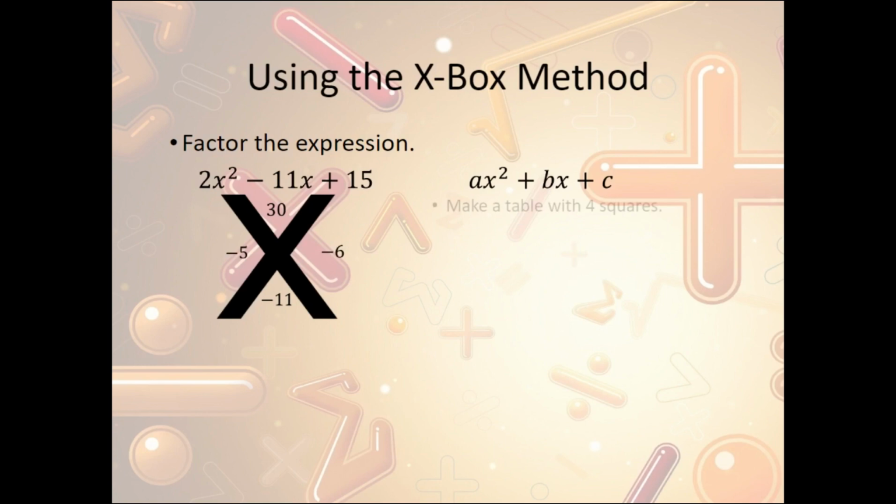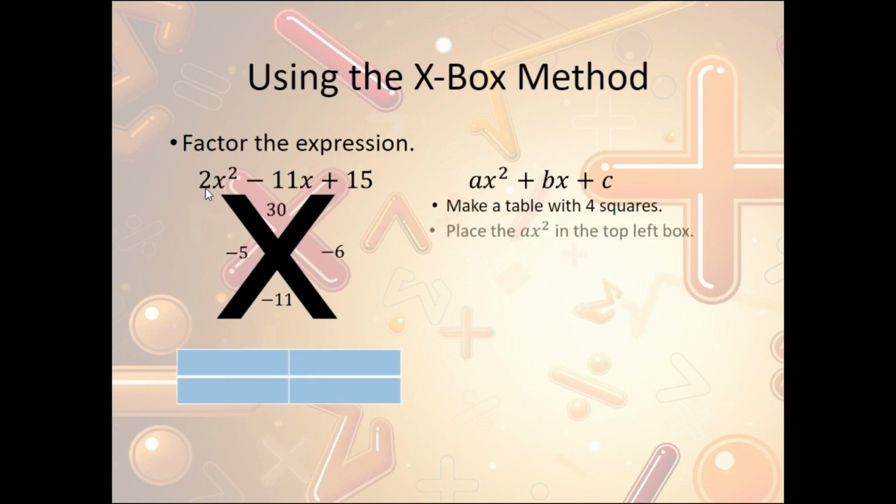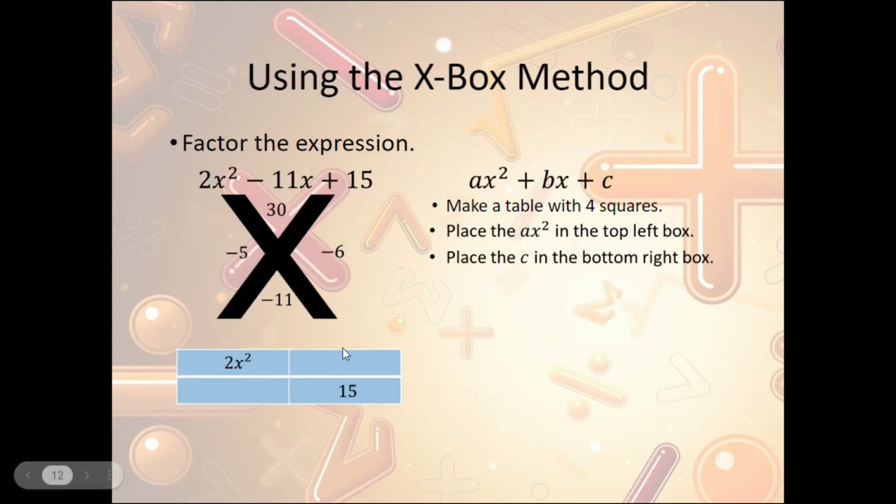Now we move to the box part. So there's our box, and we put in ax squared here in the top left. So this is 2x squared. And we place c in here in the bottom right. So that's 15, so that goes there. Then we place these parts here. So negative 5x and negative 6x go in each of these boxes. And again, it doesn't matter which one goes where. So there we go. Now we just need to figure out what the common factors are.